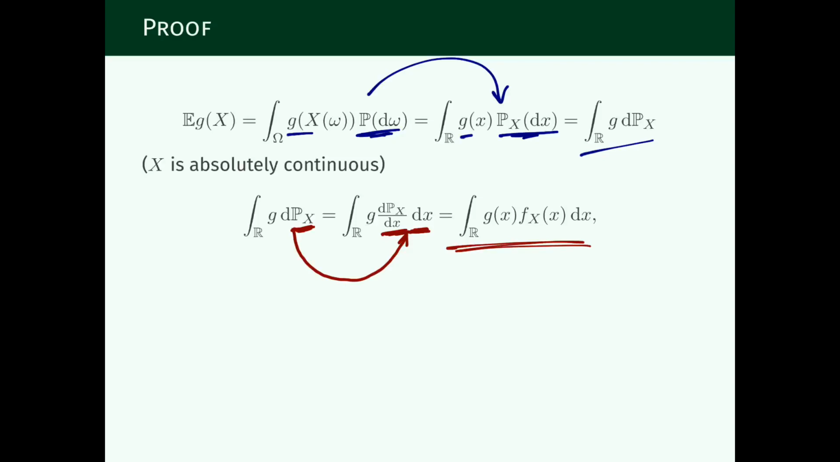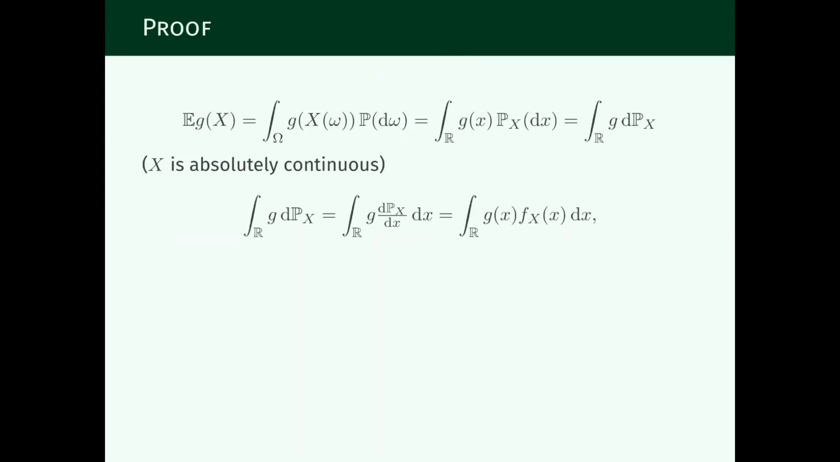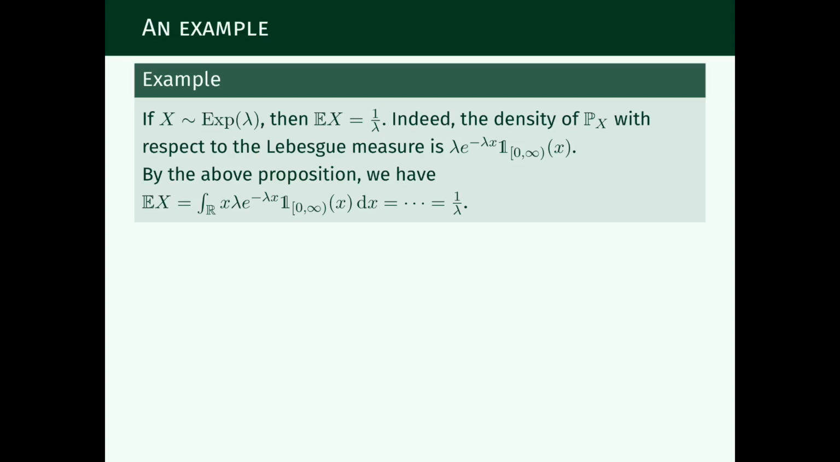The density is f_X, that's by definition of X, f_X is the density. So this equality holds, and this is equal to this. So this proves the proposition. What was the proposition? The proposition was that the expectation of g of X can be computed this way.